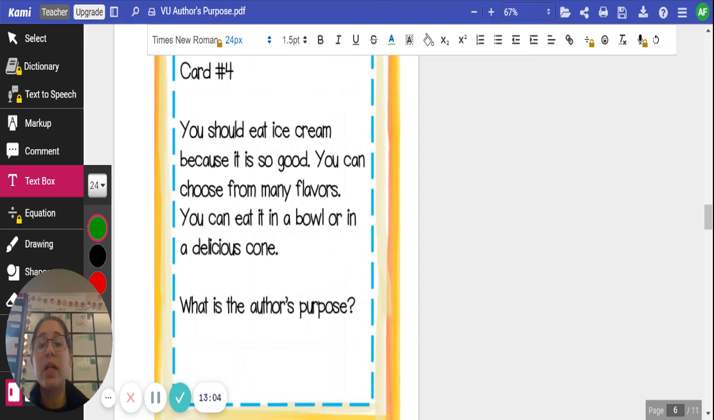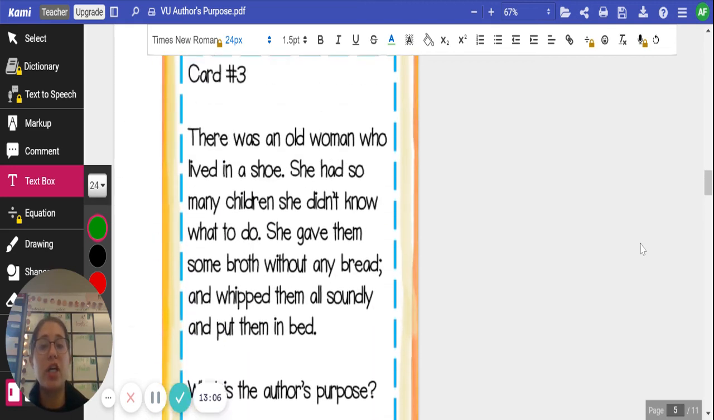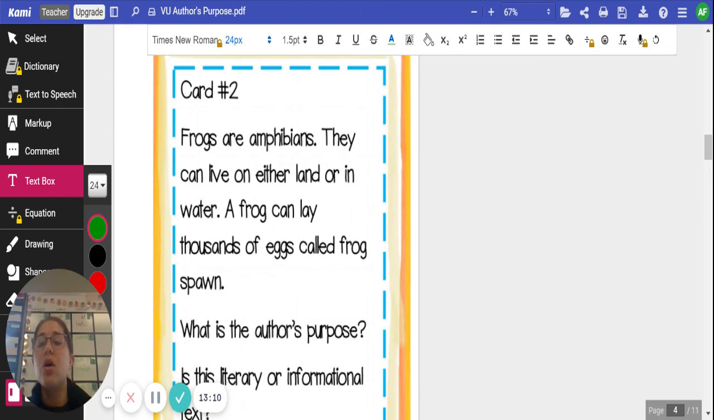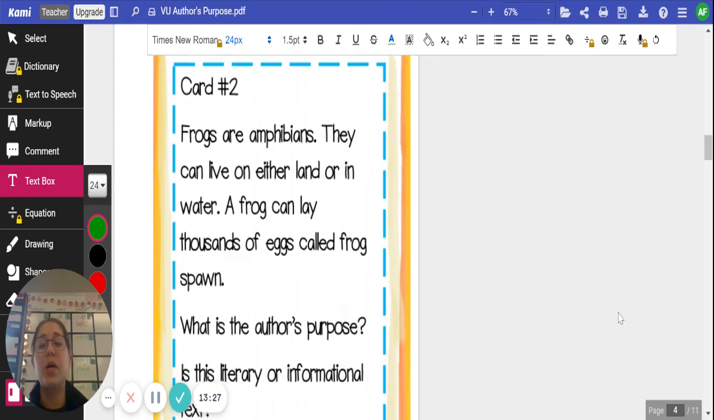All right, let's quickly go over these 3, so check your work and see if you're right. The first one you did talked about frogs. The author's purpose here is to inform us, okay? It's to explain or give us facts about something. It is informing us that frogs are amphibians, informing us where they live, and that they lay eggs. So the author's purpose for our first one is to inform.